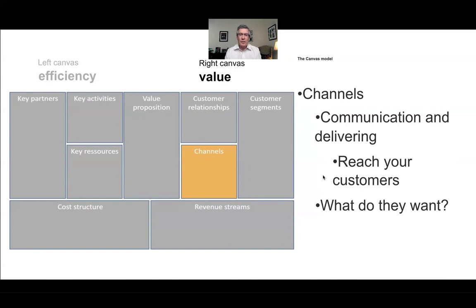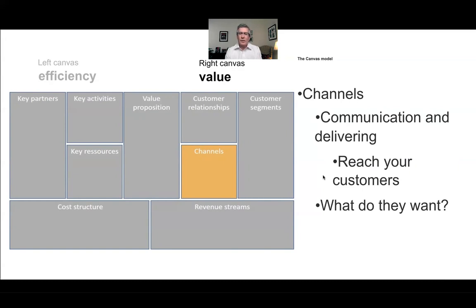So this is the channel, and how you reach them, how you communicate with them. This is your marketing piece. This is where you get your customers. There's a little bit of that also in the customer relationships up top, but right here, is it online? Is it through social? Is it online selling? Is it social media? Is it your blog? How do you communicate with your customers?